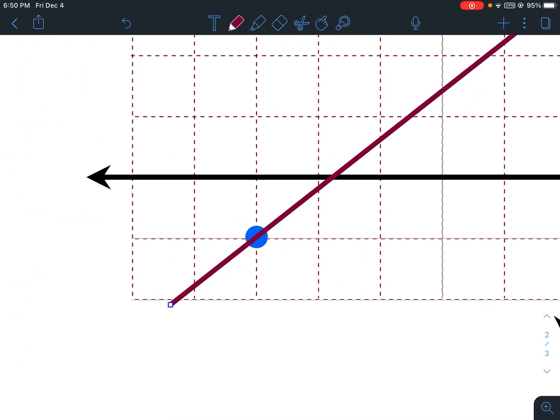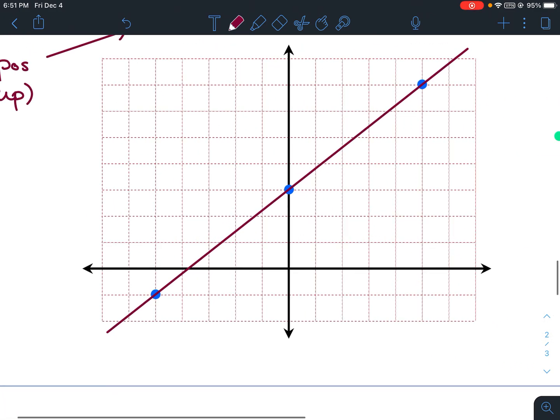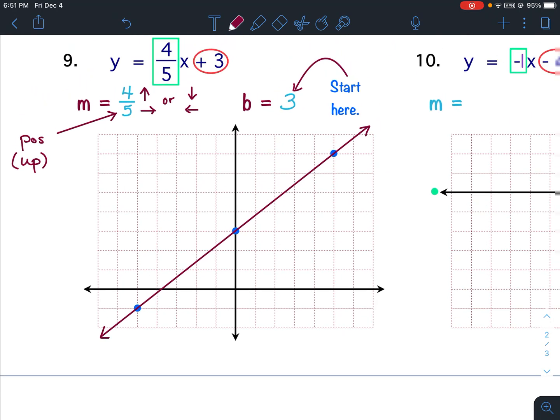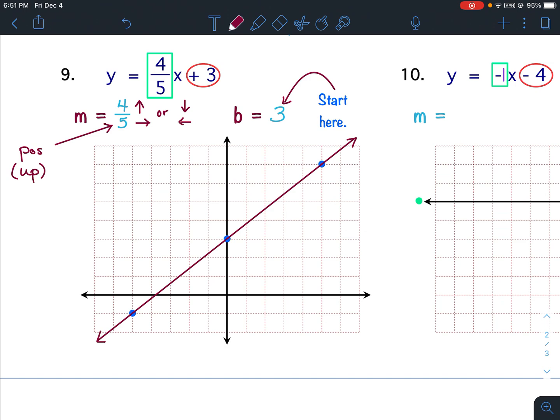Just extending my line past the grid lines. And the last thing to do for number 9 is to put the arrows on my lines. All right, that's it for number 9. Make sure you pause your video and have everything written down.